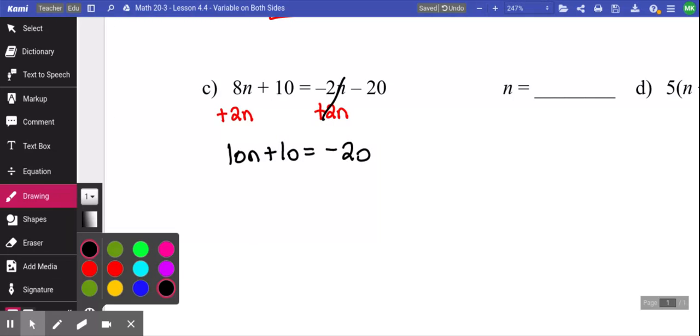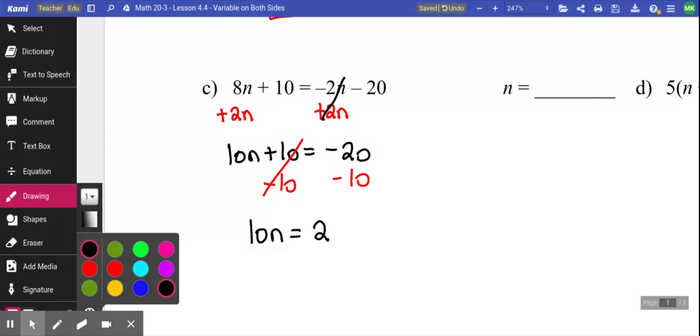The reason I always move the least amount is because then it makes positive values, and I like to have positive values whenever possible. We move the n's. We now have this. We have to move the plus 10 first. So the opposite of plus 10 would be minus 10. You do that to both sides. That gives you 10n equals positive 2.